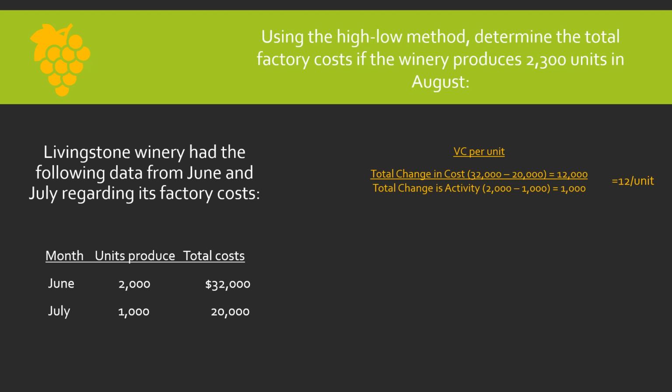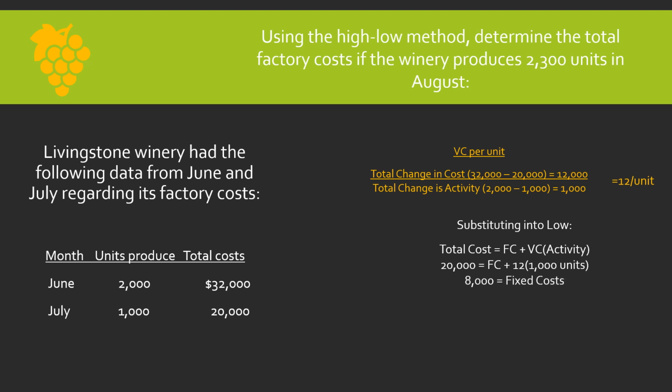I can substitute into high or low in step two. Let's go ahead and substitute into low. I know at low, 1,000 units produced, my total cost was $20,000. And that total cost of $20,000 represented some unknown fixed cost that we're going to solve for, plus the variable cost per unit that we just solved for, $12 a unit, times the activity at low, 1,000 units. When I substitute in, I have 20,000 on the left side of the formula, 12,000 on the right side, and I can solve for fixed cost to be $8,000.